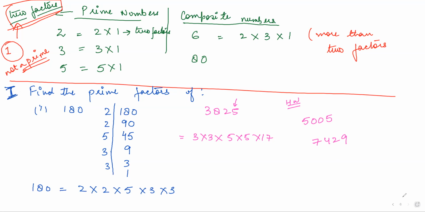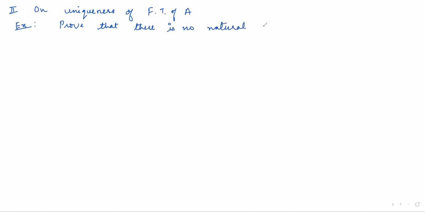Now let us see the second type of question based on the fundamental theorem of arithmetic. You can have questions of this type which will be based on the uniqueness of the fundamental theorem of arithmetic. I'm writing in short, you can complete it. Okay, example. Prove that there is no natural number n for which 4 to the power n ends with digit 0.